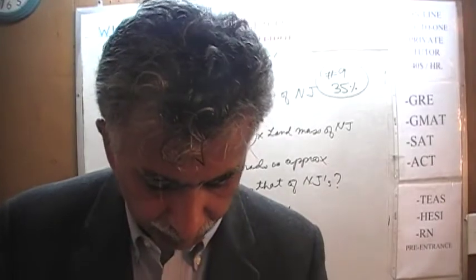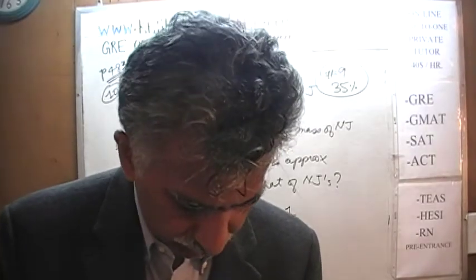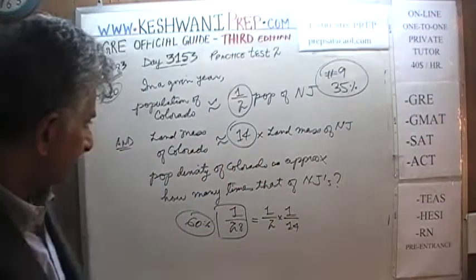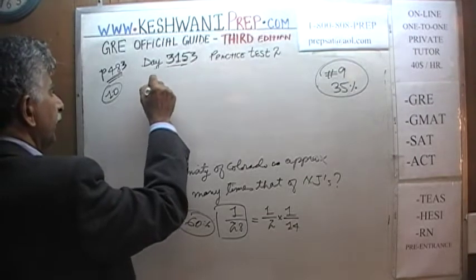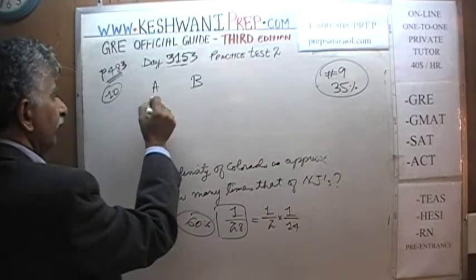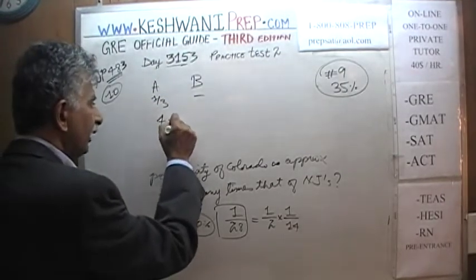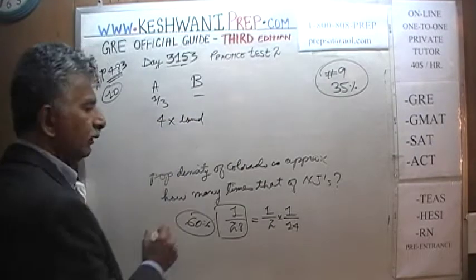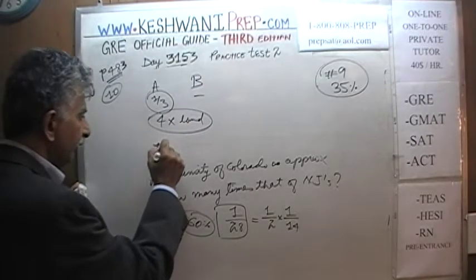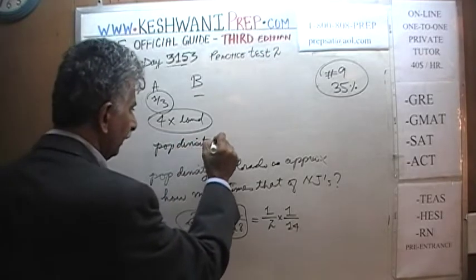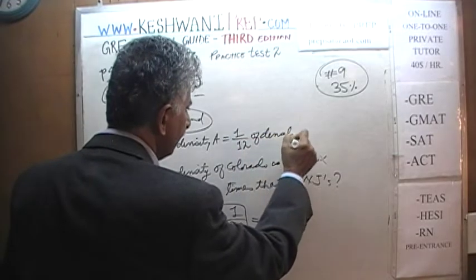For example, if you have a country A and country B, and we are told, let's do it on the blackboard very quickly. Let's do one more similar one. If we have country A and country B, and you're told that country A has one third the population of country B, and it has four times the amount of land, then the population density in A would be 1/12 of the density of B.